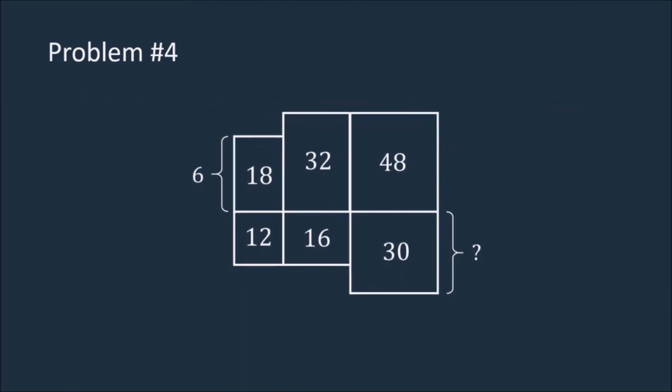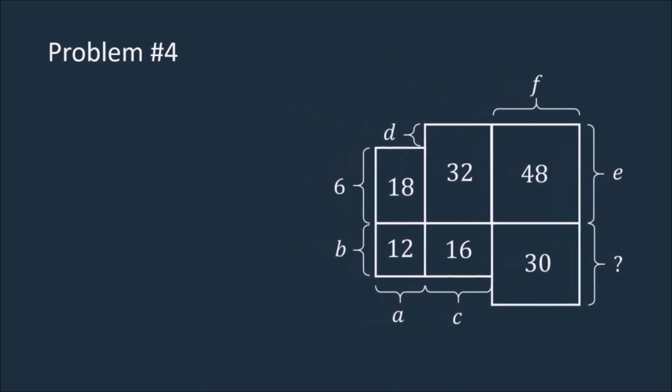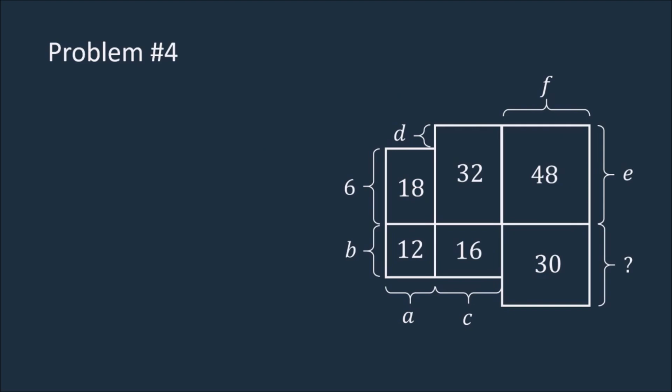So let's take our group of rectangles and give the unknown lengths variable lengths. We'll use the letters A through F. Now let's create equations to represent the areas of each of the rectangles in terms of these variables.